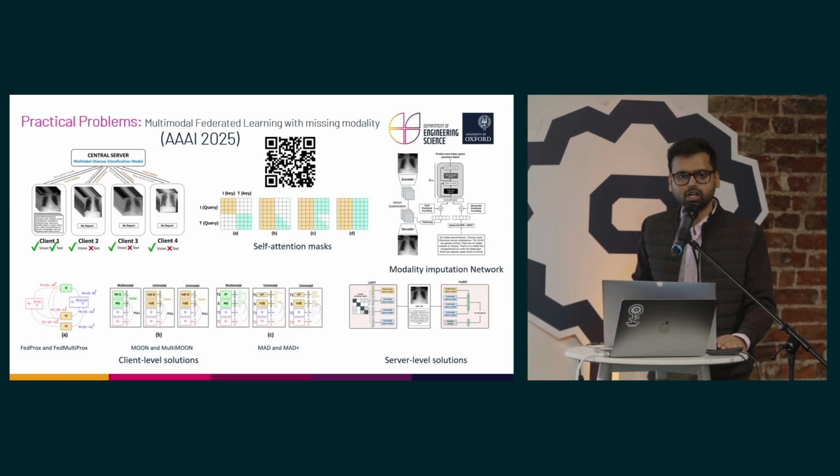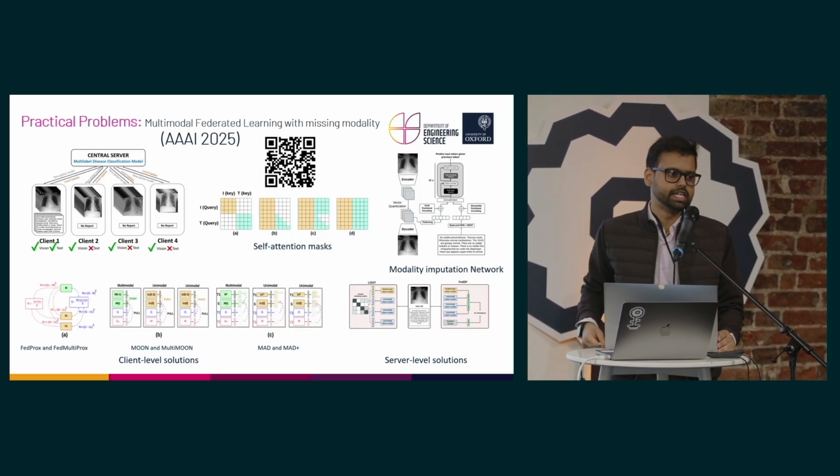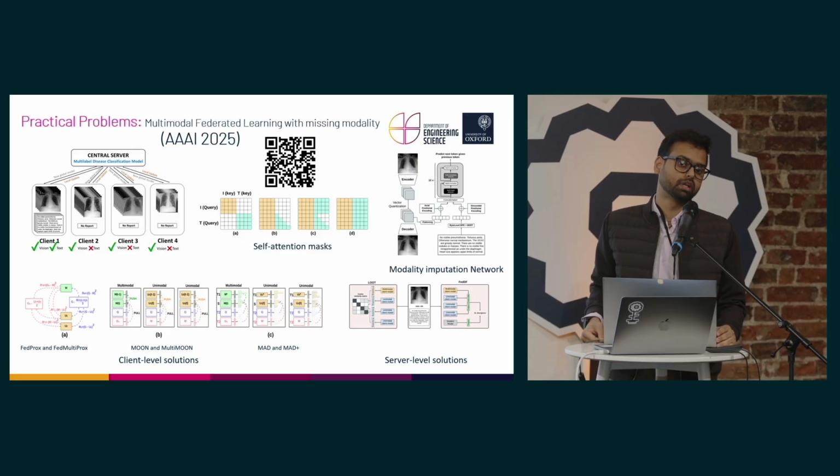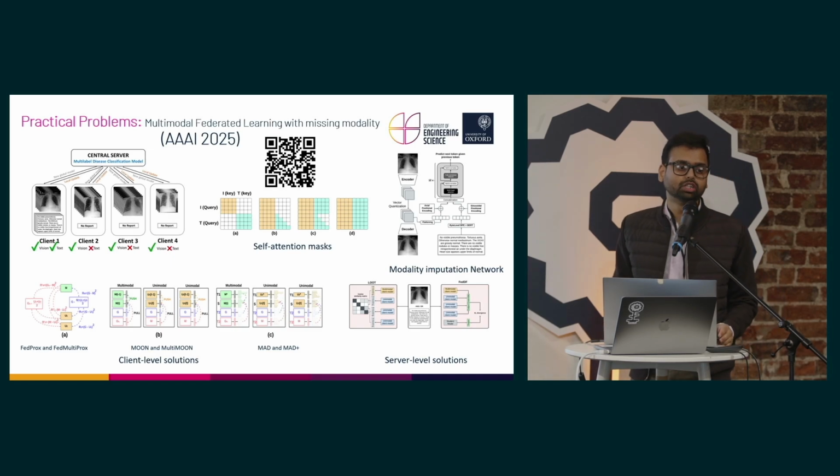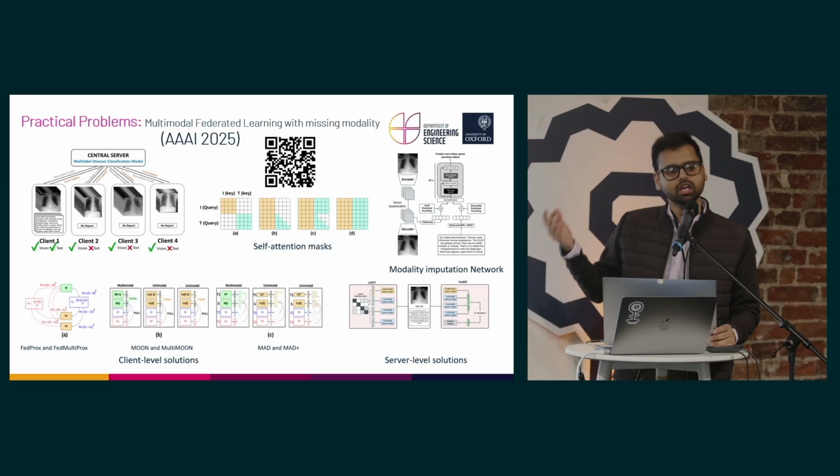A similar problem in multimodal federated learning where we deal with language and vision. But in some clients, you have language missing. That is, you have chest X-rays in some clients, that is some hospitals, and you have reports and chest X-rays in some hospitals. So this is the problem of modality heterogeneity. How do you deal with this kind of heterogeneity?